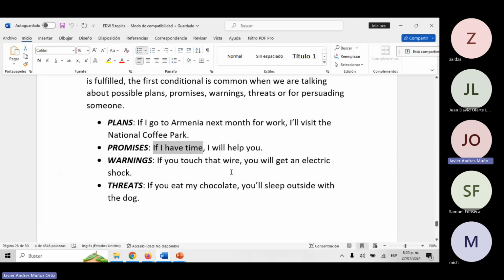If you touch that wire, that cable, you will get an electric shock. I know this from experience, because I have already touched it. Or maybe the person who installed this fence with electric wires said, don't touch it, because you're going to get an electric shock. So I know this from experience.